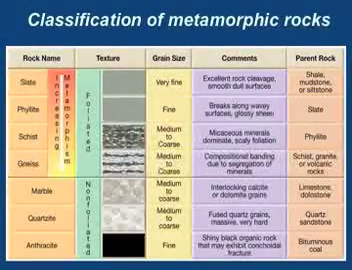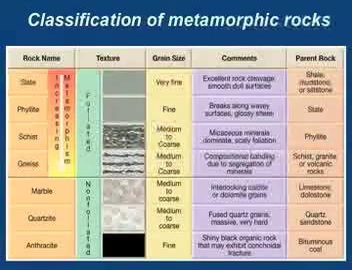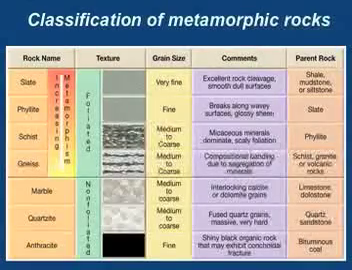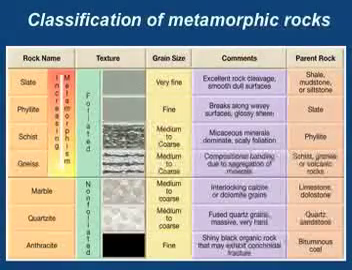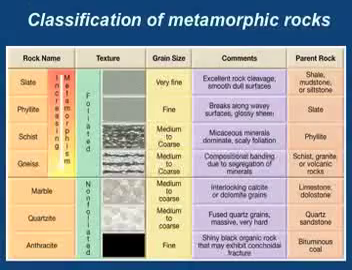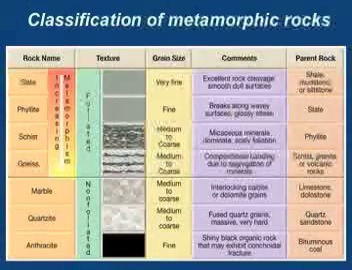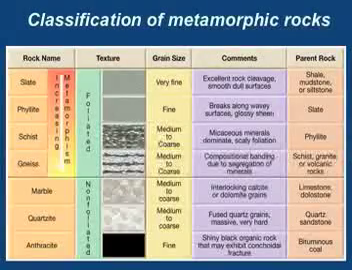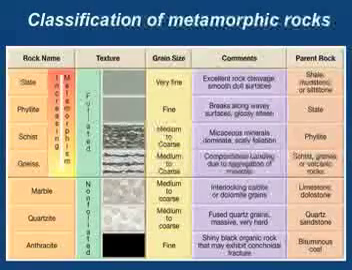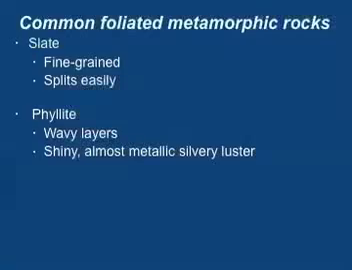And again, who are my non-foliated? Marble is calcite. Quartzite is metamorphic quartz. Anthracite is metamorphic coal, and that's something you hopefully will see in lab. So check this one out, because this in your handout that's in the folder is pretty important.